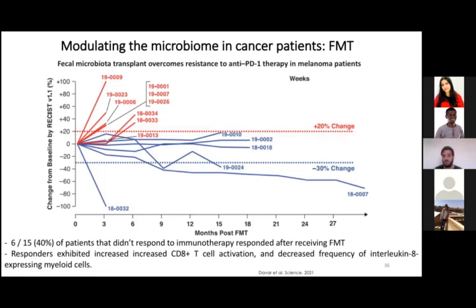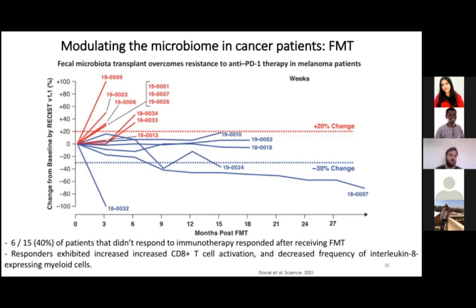In this study published this year in Science, the authors gave patients who didn't respond to anti-PD-1 immunotherapy in melanoma FMT from 2 donors, and then looked at whether they responded or not. Interestingly, of the patients that previously hadn't responded, 40% started to respond after receiving the FMT.